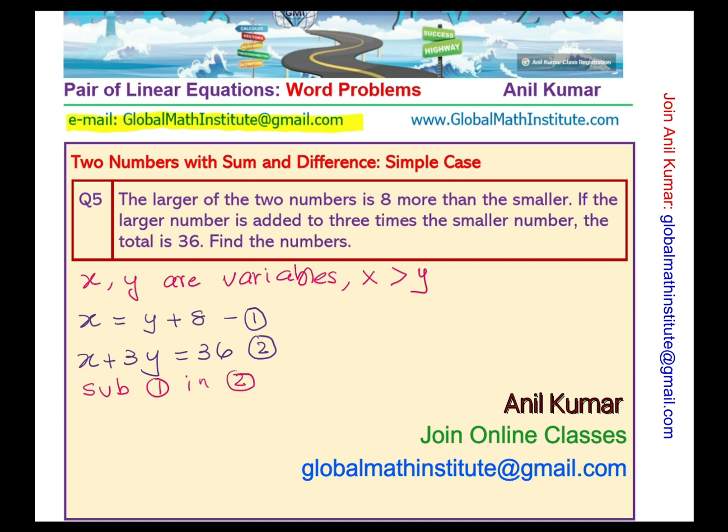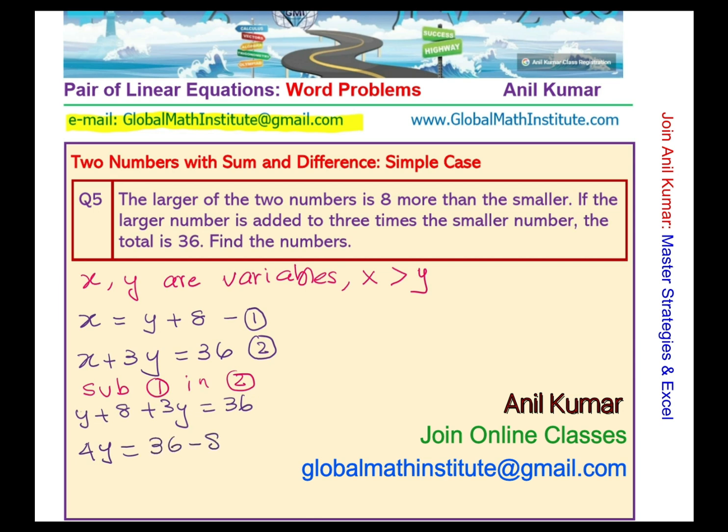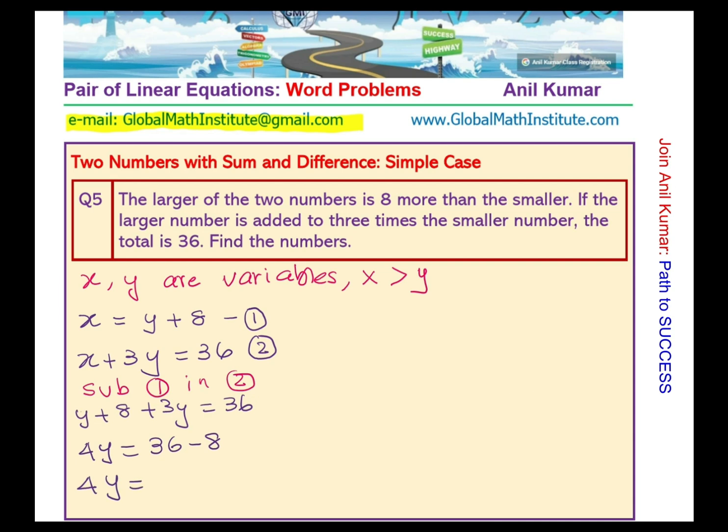If you do that, x is y plus 8, we get y plus 8 plus 3y equals 36. Now, y plus 3y is 4y. We'll take 8 to the other side, constant. And so we get 4y equals 36 minus 8, which is 28. Dividing 28 by 4, we get the value of y, which is 7.